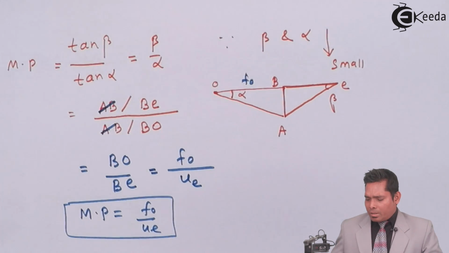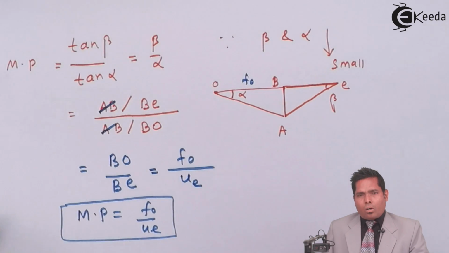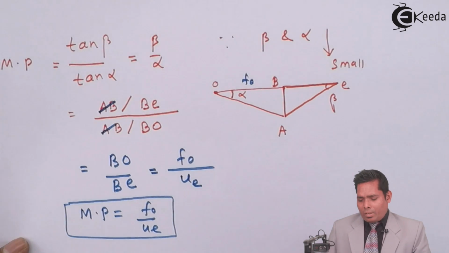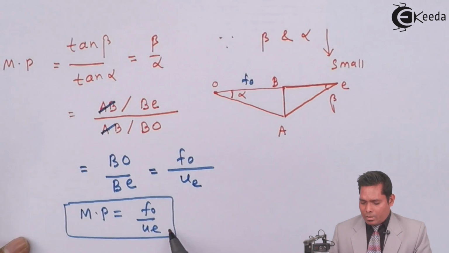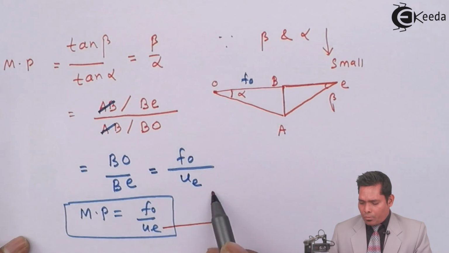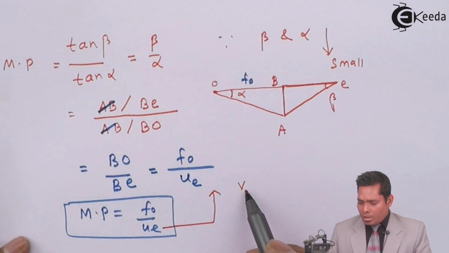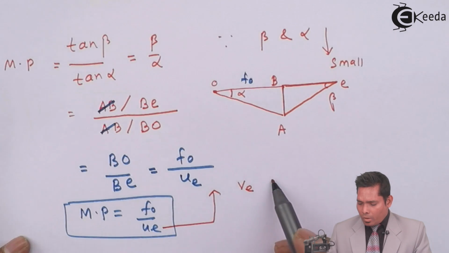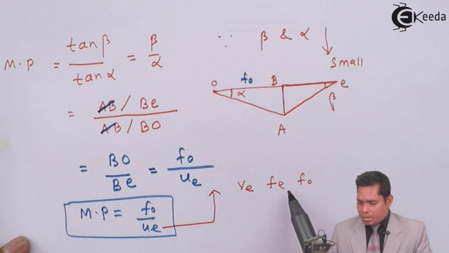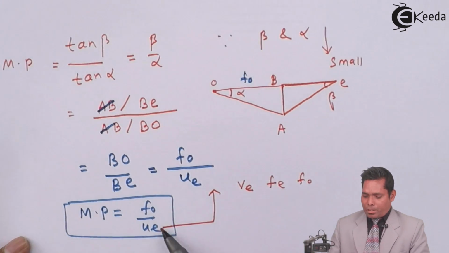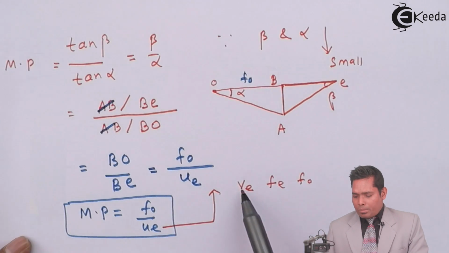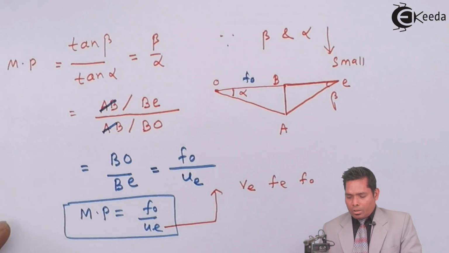But then we have to write UE in the form of VE, FO, FE. In that form you have to write, because questions are not given in the form of UE. You will be asked to find VE; FE and FO are always given to you in the question. So you have to write this expression of UE in the form of VE.